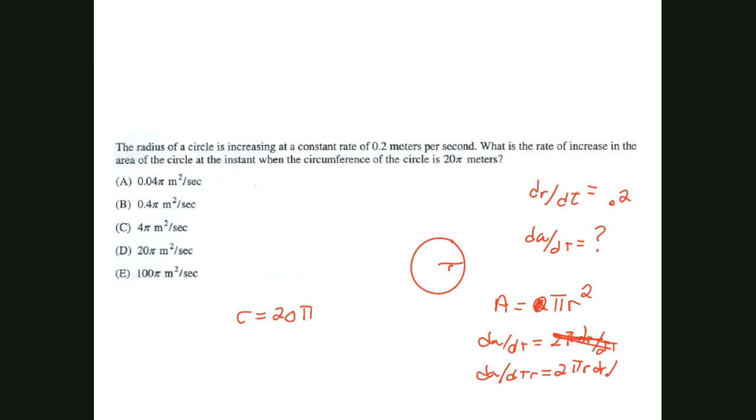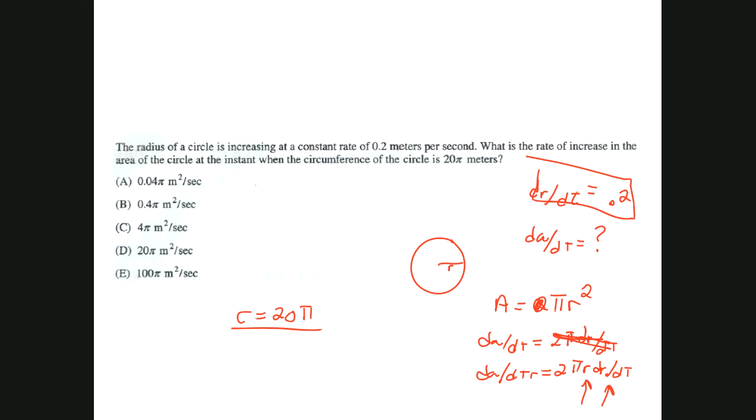Okay, so what two pieces of information do I need? I need the radius, and I need dr dt. Well, I have dr dt. They gave that to me. I don't have r, but they gave me this piece of information so I can figure out r. They said at the instant they want to know the rate of change of the area, circumference is 20 pi.